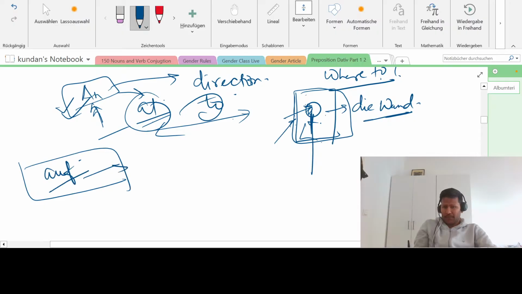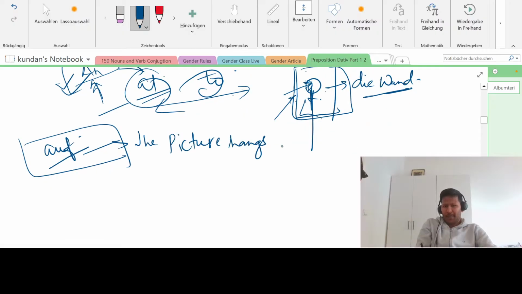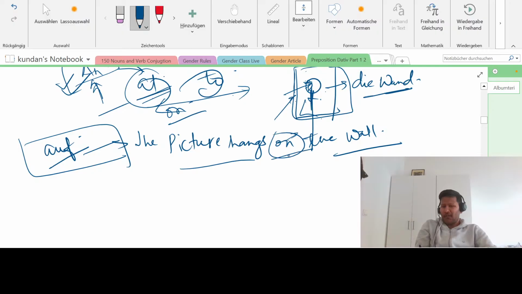Let us take the example: the picture hangs on the wall. If this is the sentence, here at the wall, if you say auf, it will not look right. Also you can say auf die Wand, but here the meaning is completely different. Don't use auf here. Always use an because it's a vertical thing, right? So here, is there any movement? Because the picture is already hanging on the wall, so you didn't bring the picture from somewhere to somewhere. It was on the same wall, right?